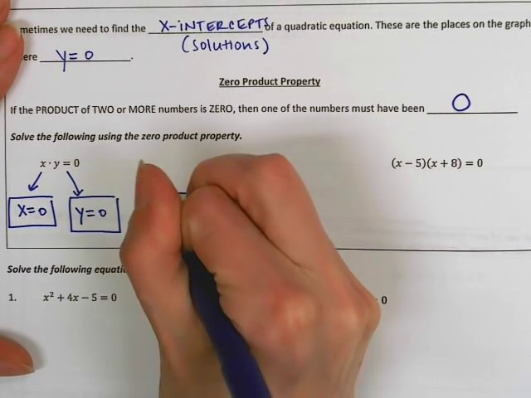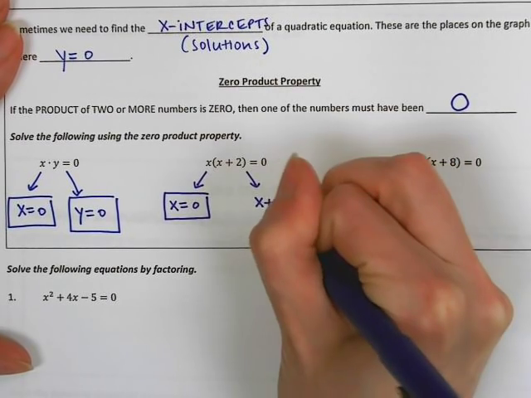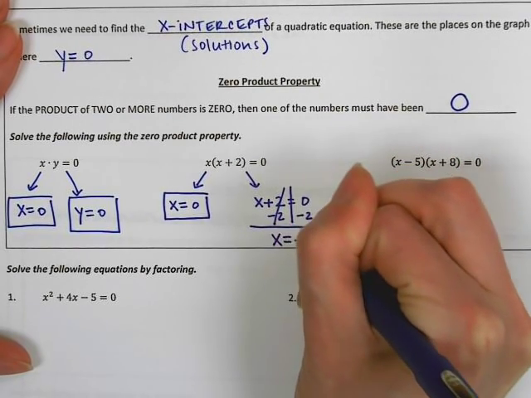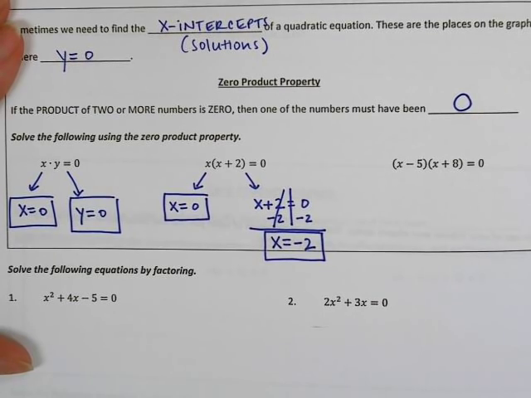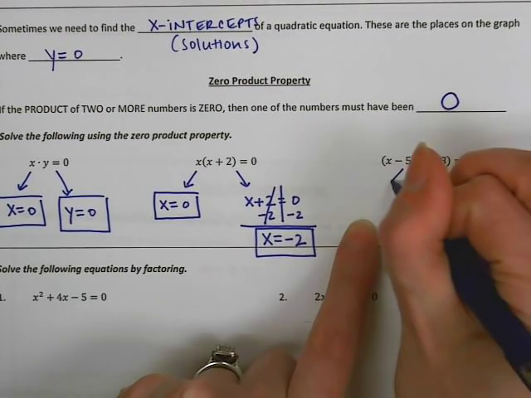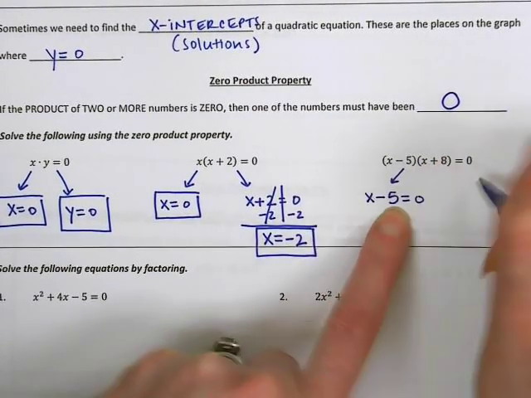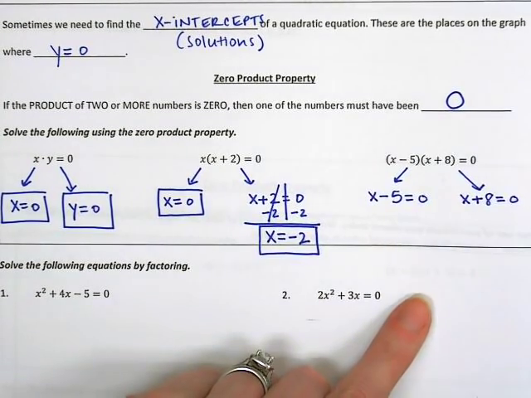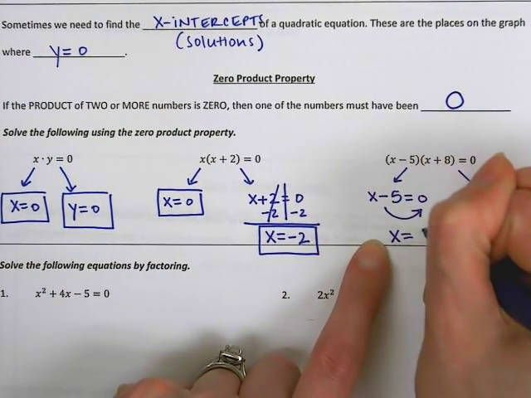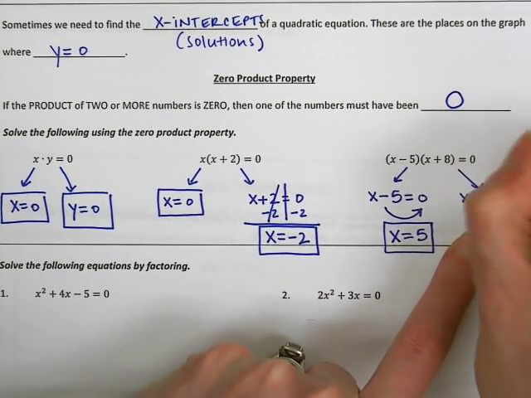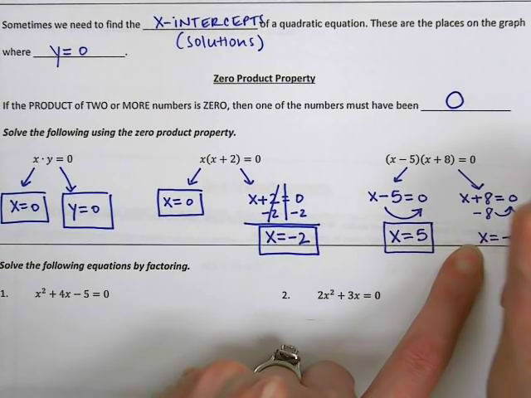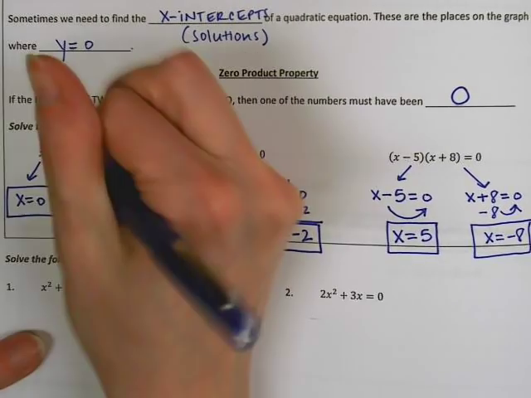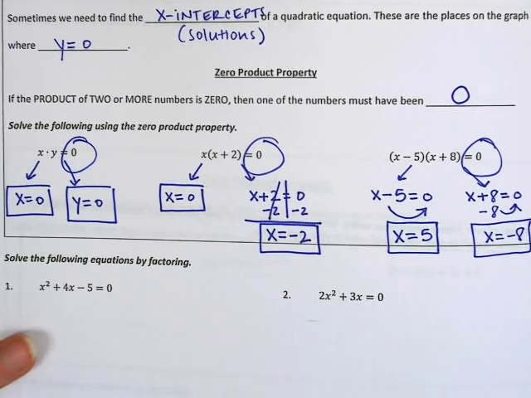Now, this one is a solution. This one you actually have to solve by subtracting the 2 over. And you end up getting x is negative 2. Okay, so you just solve it if it's solvable. And then this one means that either x minus 5 must equal 0 or x plus 8 must equal 0. And this one we have to solve both. If we add the 5 over, we get x equals 5, or if we subtract the 8 over, x equals negative 8. So those are your two solutions. Okay, it's called the zero product property. It only works when it's 0. So don't try to do it if it's not 0.